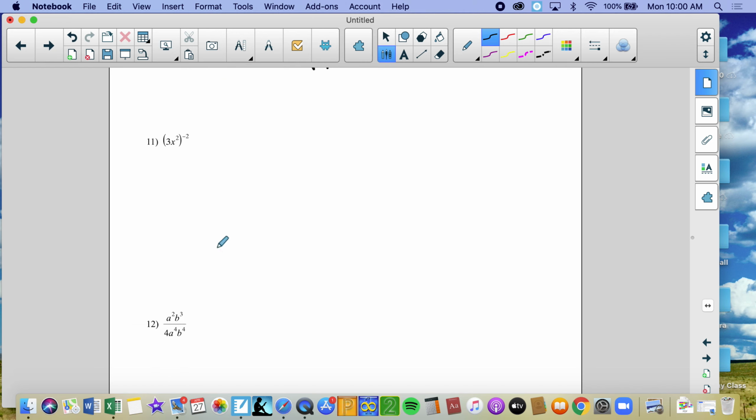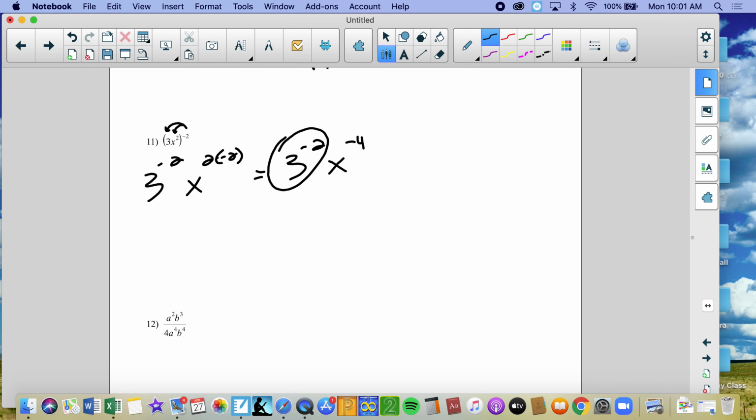So when we have a power of a power, we know that we have to distribute it to both pieces inside. So that becomes 3 to the negative 2, x to the 2 times negative 2. When you take a power of a power, you're going to multiply their exponents. So this is 3 to the negative 2, x to the negative 4th. We can't have negative exponents. We would have to simplify that. That's going to give me 1 over 3 to the 2nd. And then this is going to go down into the denominator also and become a positive exponent. We get 1 over 9x to the 4th.